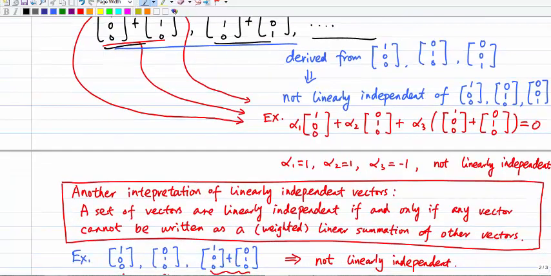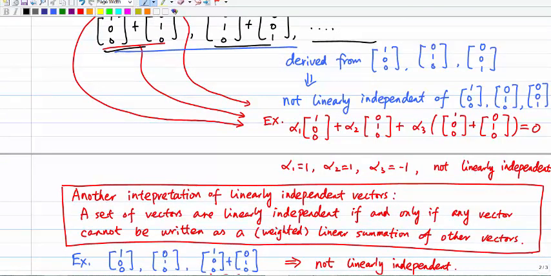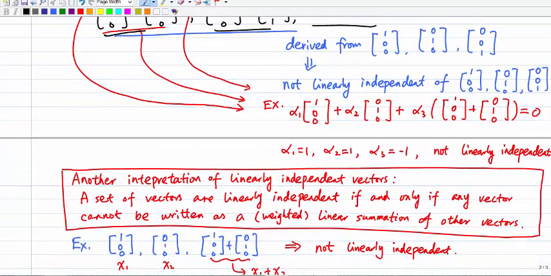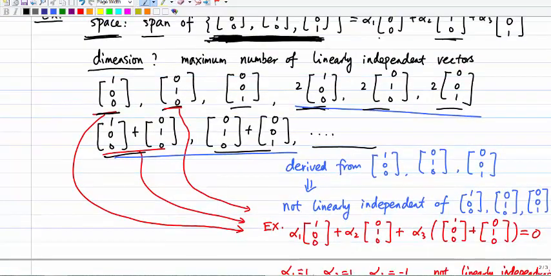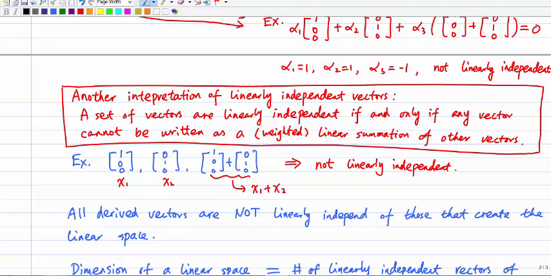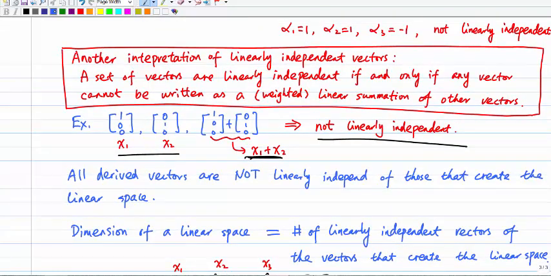So here's another interpretation of why a vector derived from what I call the basic vectors would not be linearly independent of them. A set of vectors is linearly independent if and only if no vector can be written as a weighted linear summation of the other vectors. Those derived vectors can be written as a linear summation of the basic vectors, so they are not linearly independent of those vectors. For example, if x3 is x1 plus x2, they are not linearly independent because they are already a linear combination of those. So all derived vectors are not linearly independent of those that created the linear space.